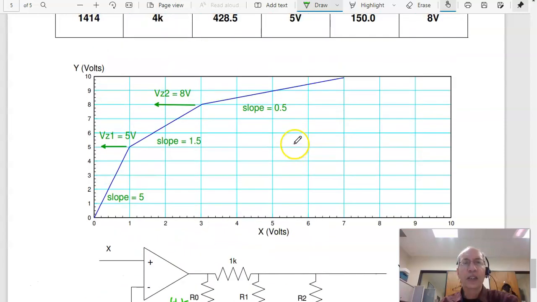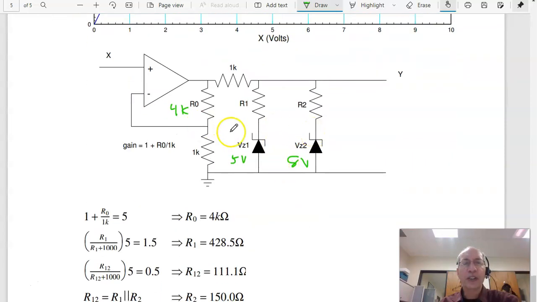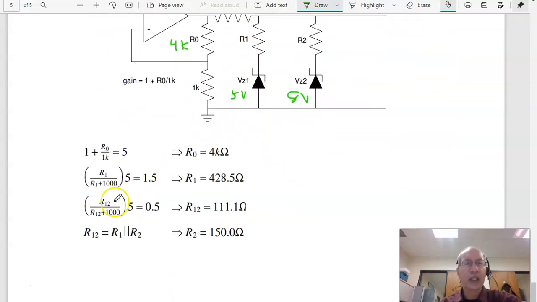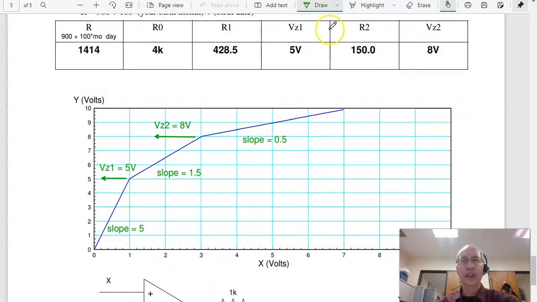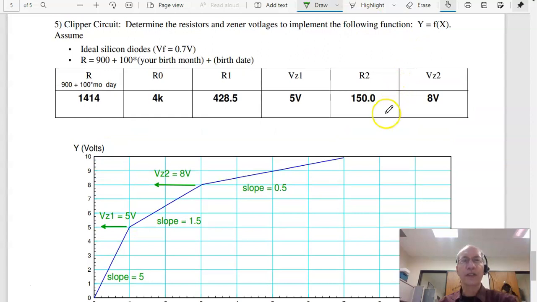The gain drops to 0.5 when both zeners turn on. When they both turn on, R1 is in parallel with R2. Call that R1,2. Voltage division times 5 is 0.5. Solve. The parallel resistance is 11 ohms. I know R1, solve for R2. R2 is 150 ohms. So that's what you should get for problem number 5.